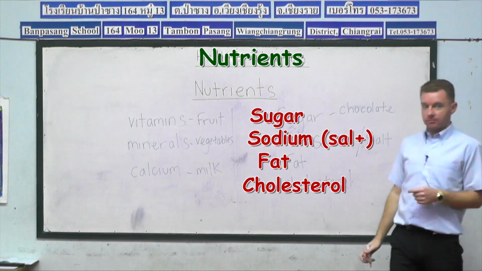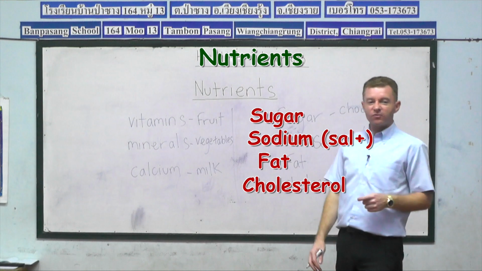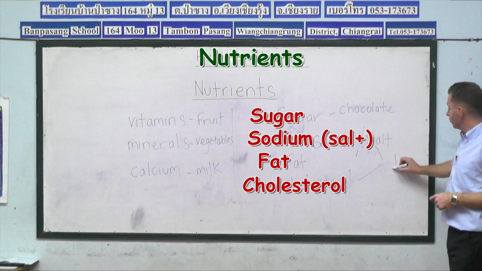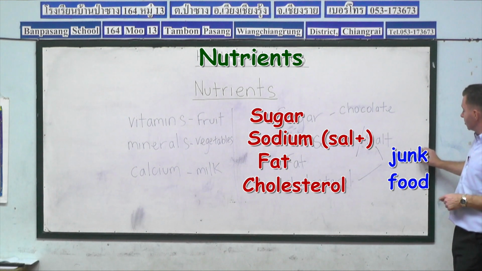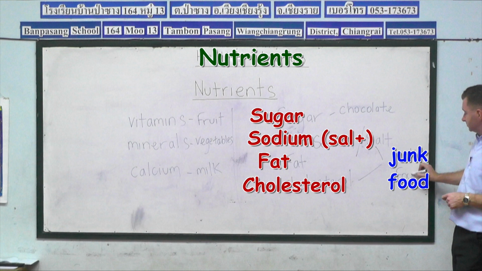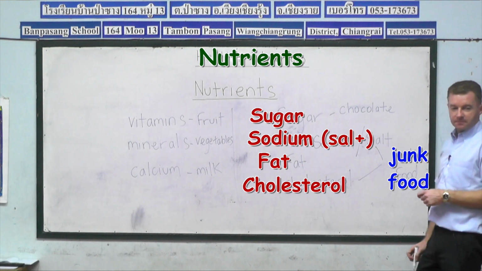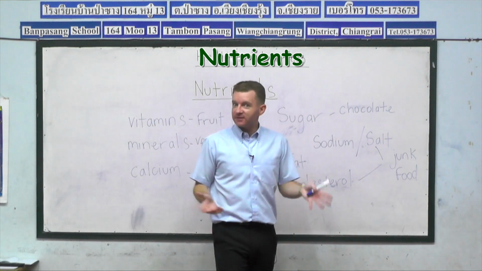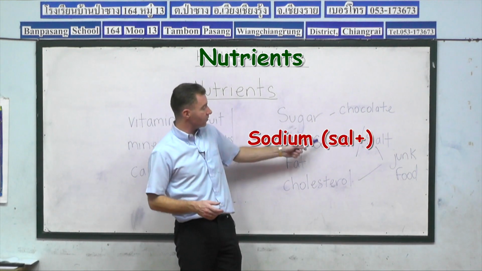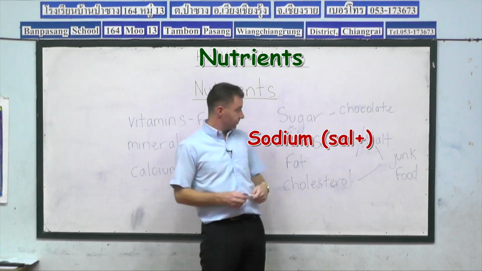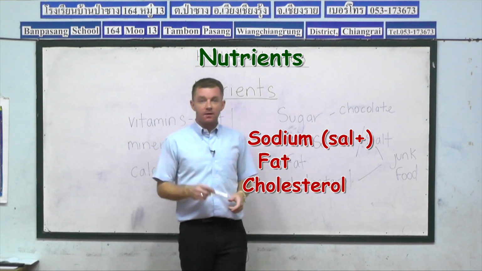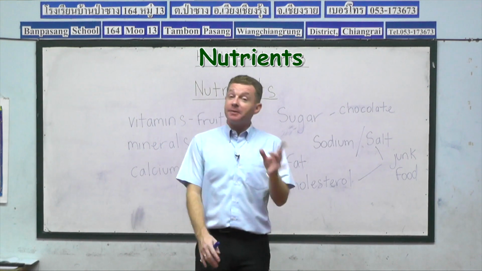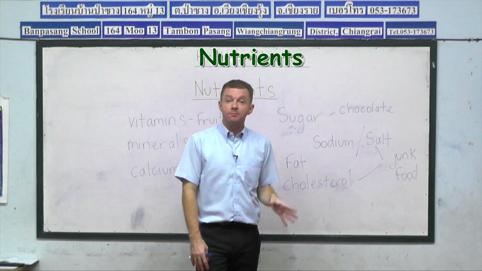How about salt? What type of foods? Salt, fat, and cholesterol all come from a type of food known as junk food. Pizza, hamburgers, cheeseburgers, cakes, all nice tasting things, but they all contain lots of sodium or salt, fat, and cholesterol. That's why I said in a previous lesson, we can't eat a pizza every day. A pizza once a week or a couple of times a month is fine.